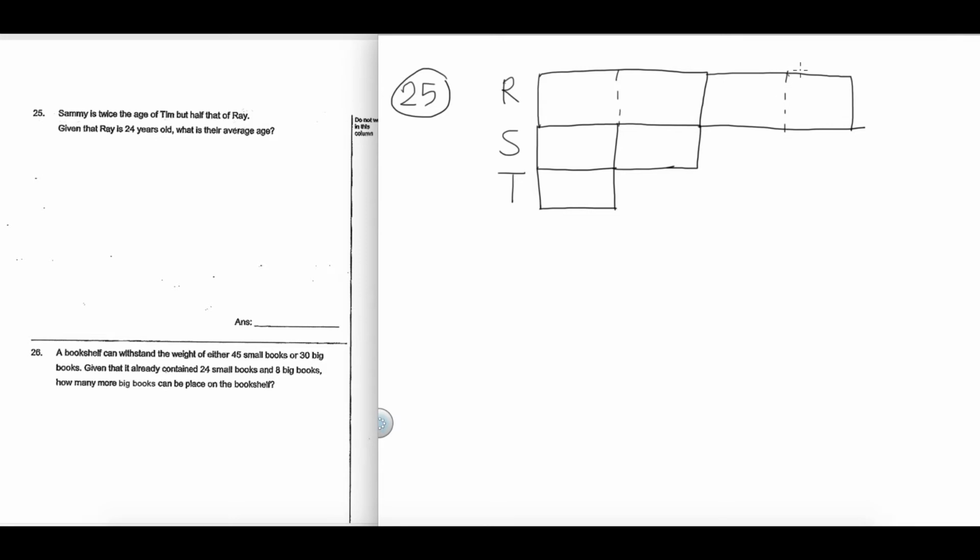Alright? So given that Ray is 24 years old now, so Ray is 24. So there's 1 unit, 2 units, 3 units, and 4 units. So 4 units equals to 24 years old. Alright? What is their average age now? Let's find their total age. 4 units, 5 units, 6 units, 7 units.